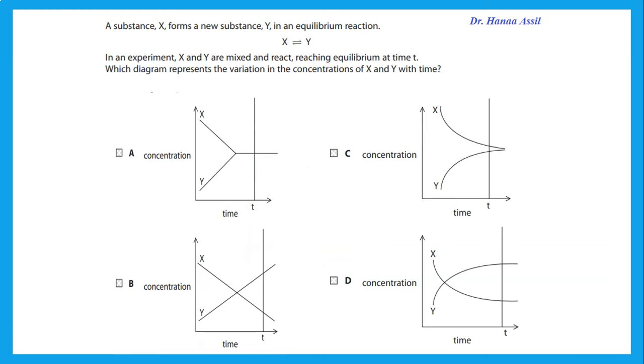So if we have a question like this: a substance X forms a new substance Y in an equilibrium reaction. In this experiment, X and Y are mixed and react, reaching equilibrium at time t. Which diagram represents the variation in the concentrations of X and Y? Of course, we start with some X and some Y mixed together, but some of the X will break down to form Y, and some of the Y will break down to form X. So at equilibrium, the concentrations of X and Y become constant.